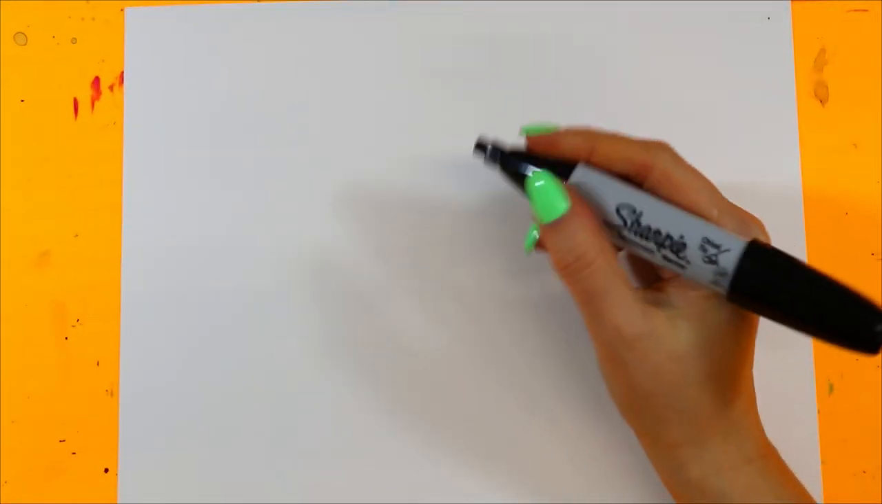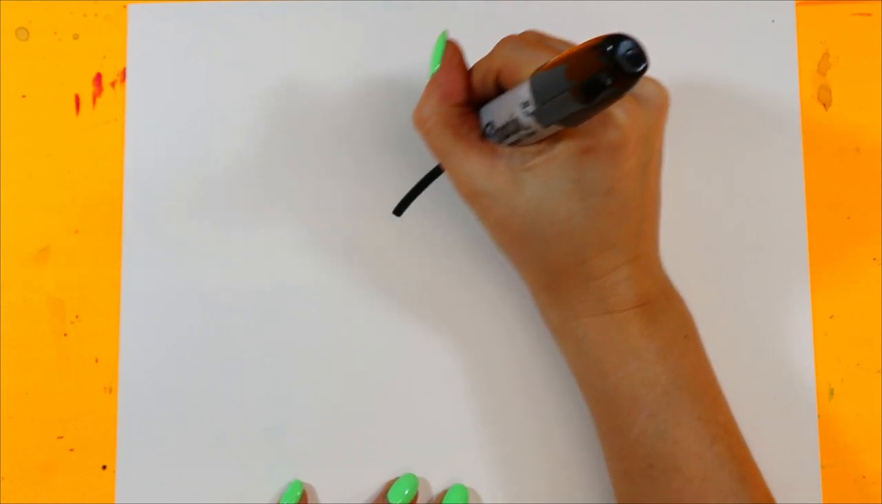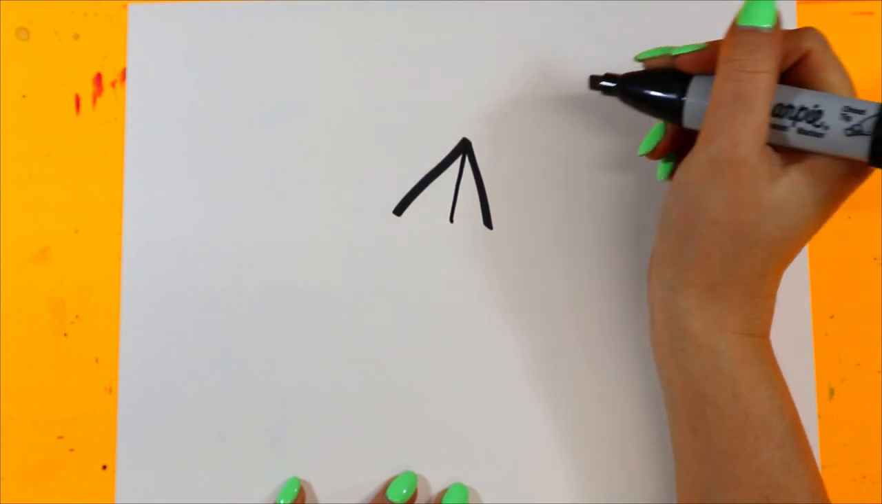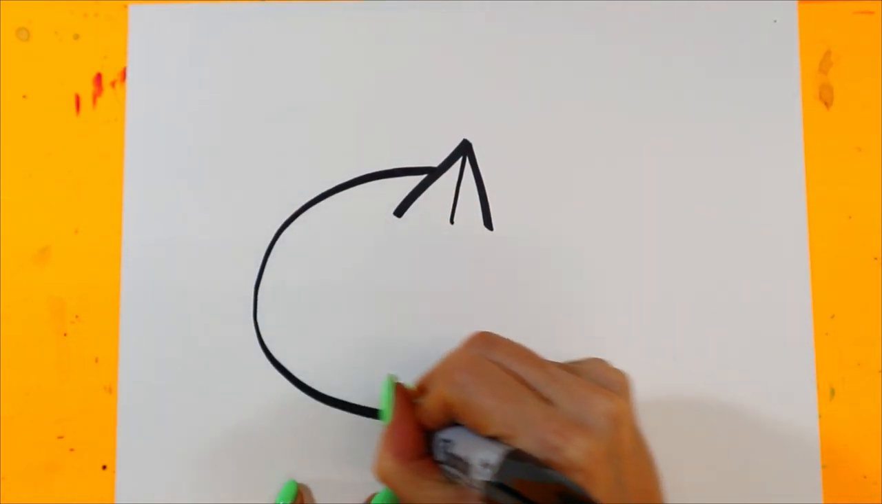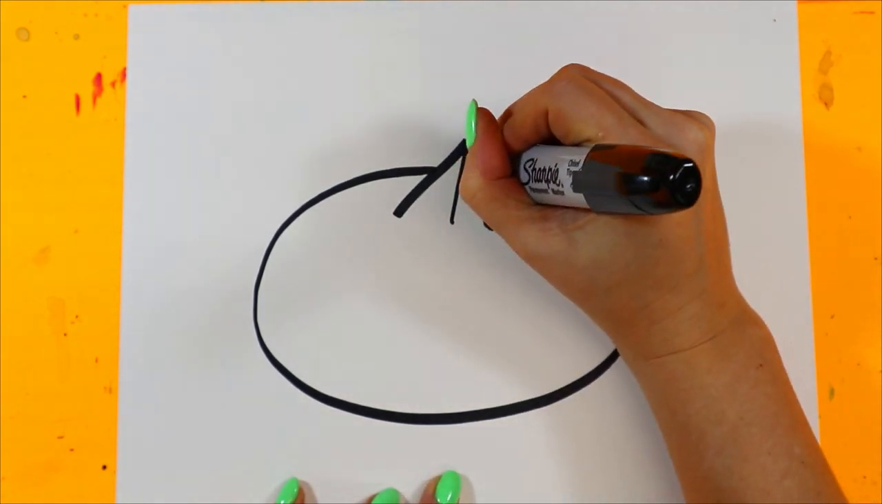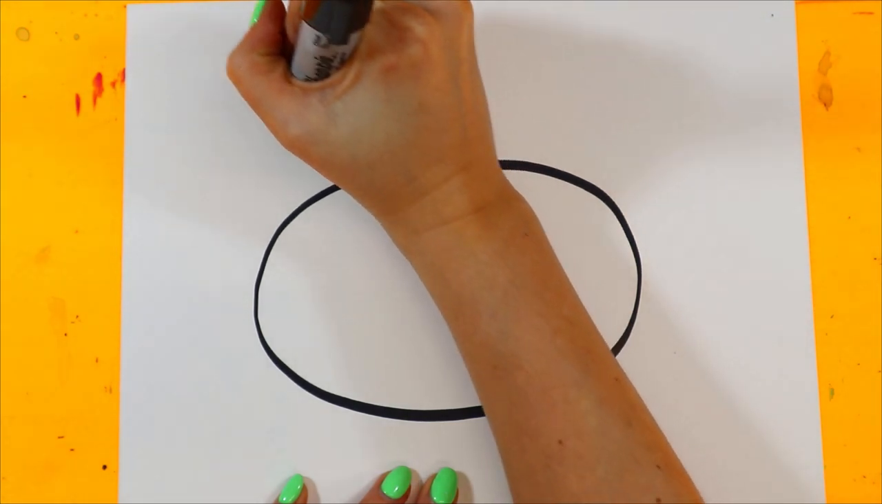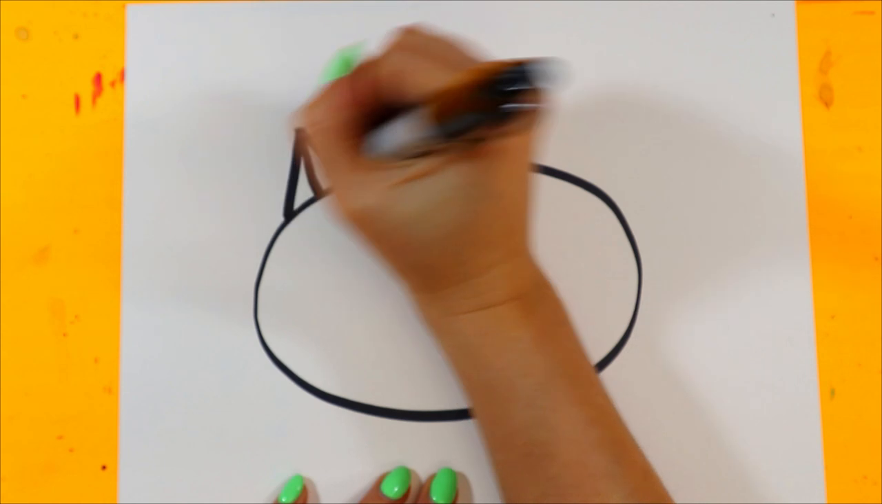Alright, we're going to make a pig. Let's draw with either a permanent marker, black wax crayon, or black colored pencil. Let's add our first ear. And a nice big oval or circle. And another ear. Another line.